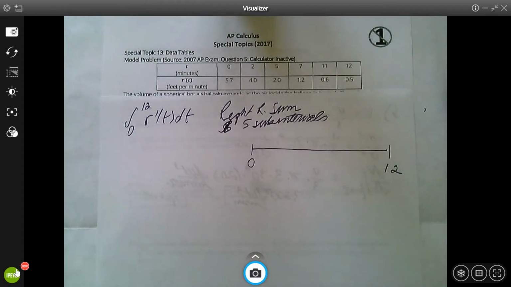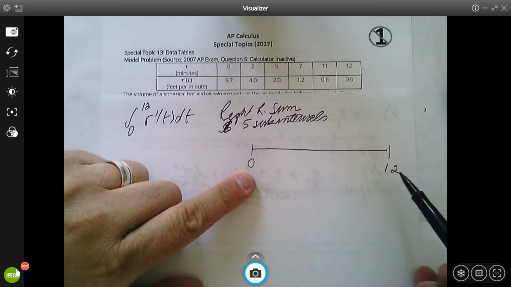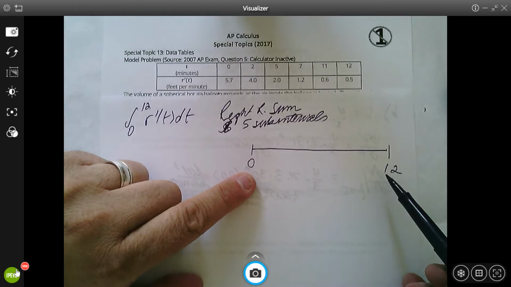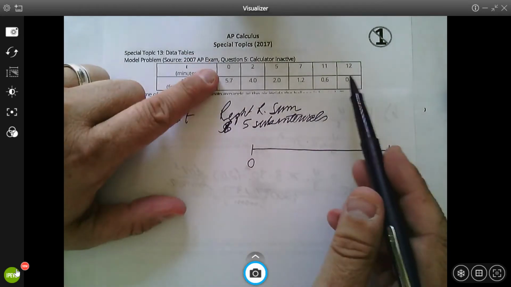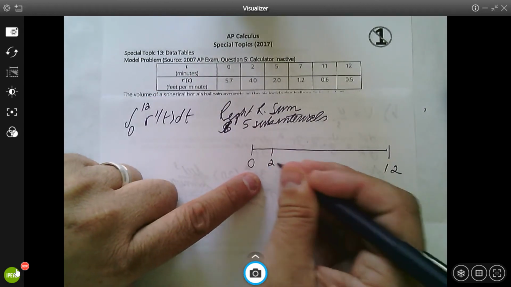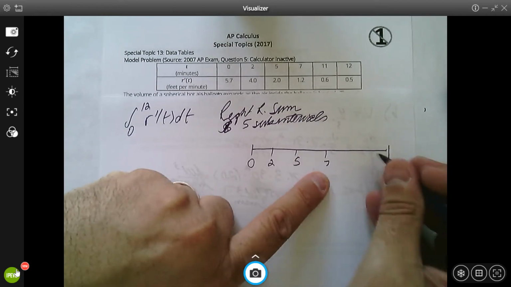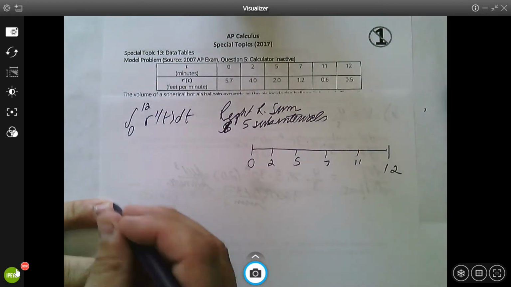Now be careful. If you read this too quickly, you are likely going to think, oh, I'm going to go 0 to 12, I'm going to do 5 intervals, they're going to be equal widths. At no point did we say equal width. They said use the data points from the table. Well, that means we're going to go from 0 to 2, from 2 to 5, from 5 to 7, 7 to 11, and 11 to 12.